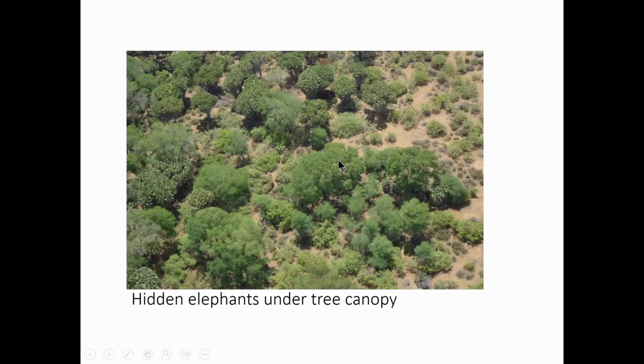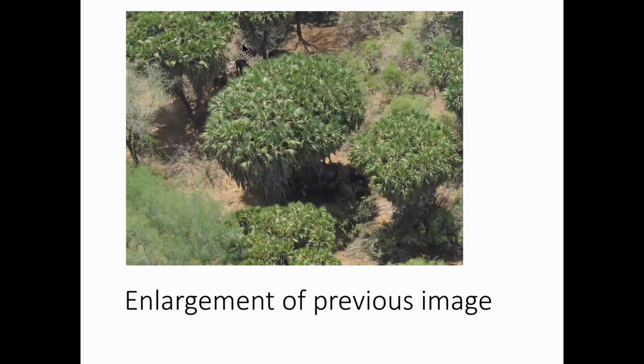Similarly, in this situation, hidden elephants under a tree canopy. This picture has 14 elephants in it, but no one's going to see them, only if you can freeze the scene. Here you see a whole group of elephants, a whole lot of them huddled together in the shade of this doum palm on the banks of the Galana River.